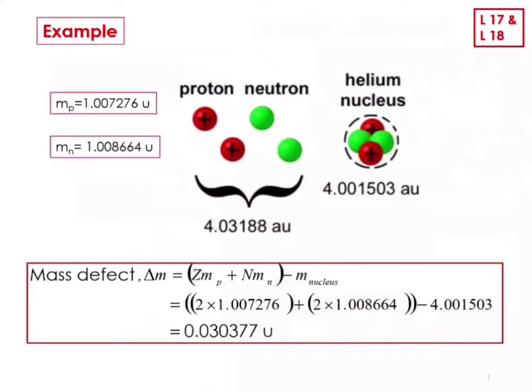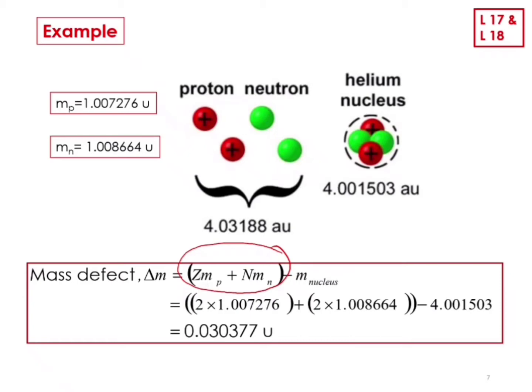Okay, so let's say we have an example. The nucleus is a helium nucleus. We have 2 neutrons and 2 protons. The mass of the nucleus is 4.001503 u. Okay, this is the mass of the nucleus. Because the question gives the mass of nucleus, we will use the equation Z M P plus N M N minus mass of nucleus.